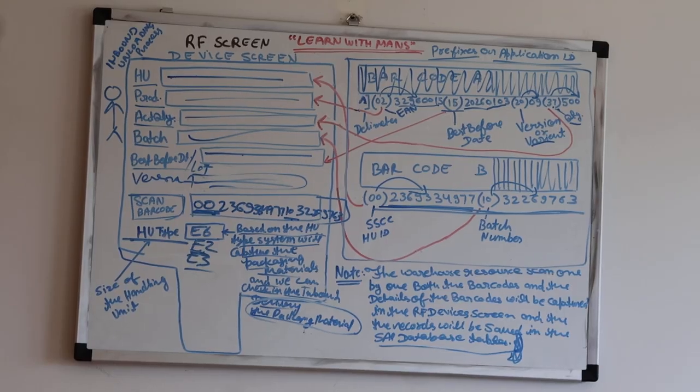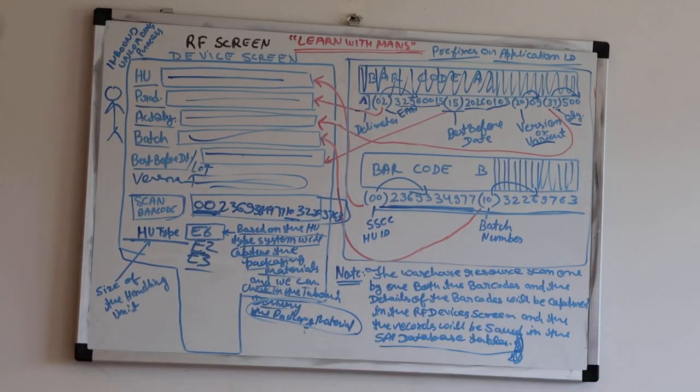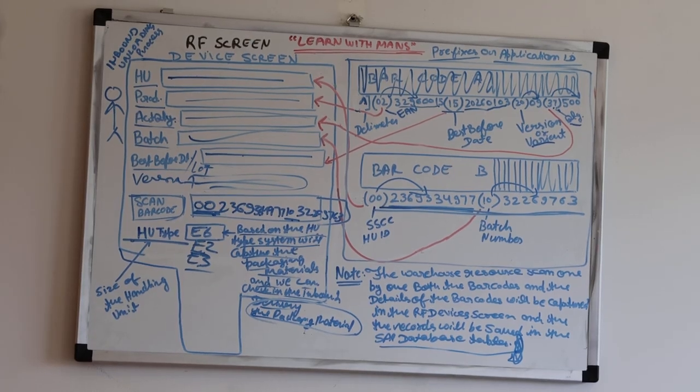You can see in this picture carefully all the details: how the screen looks and how the barcode looks. The barcode could be customized, the barcode could be different, but this is an idea of the real-time requirements, how we do the work with these barcodes and RF devices. Thank you very much, guys.